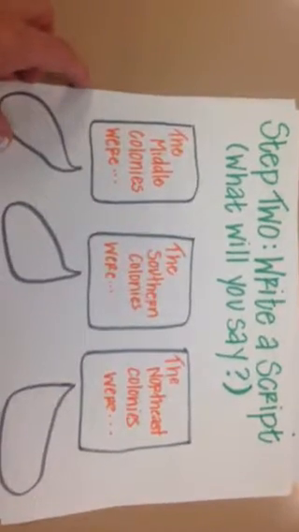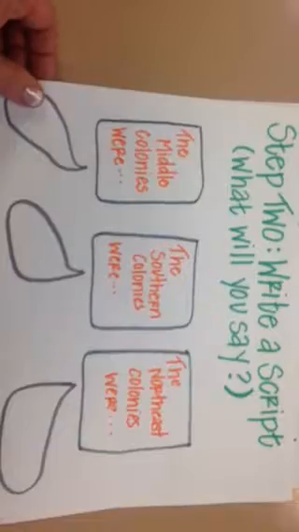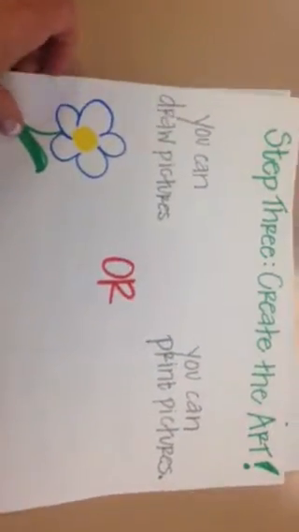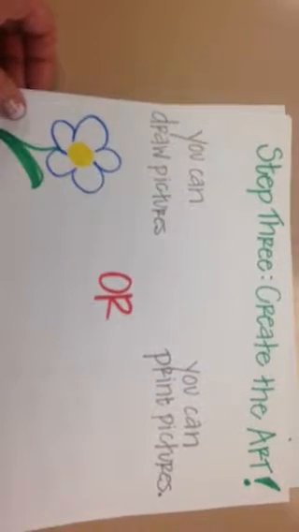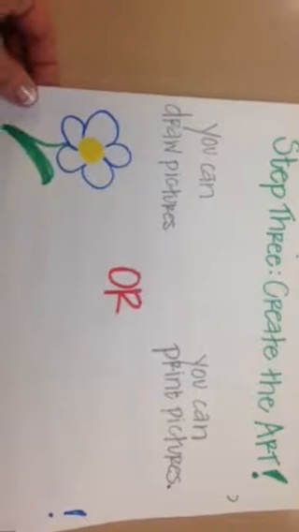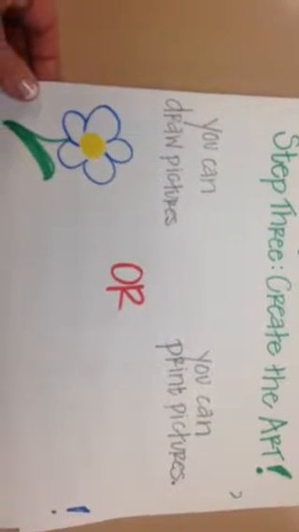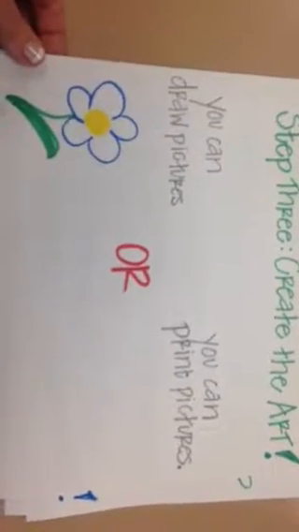Step 2 is writing a script of what you will say. Step 3, after you write the script, you will create the art on your paper slides. You can draw pictures or you can print pictures. Remember, the pictures won't be in color with our printer though. You can always color them when you're done printing them.